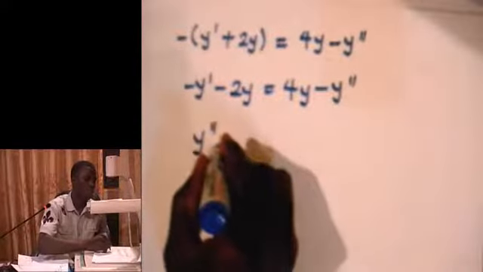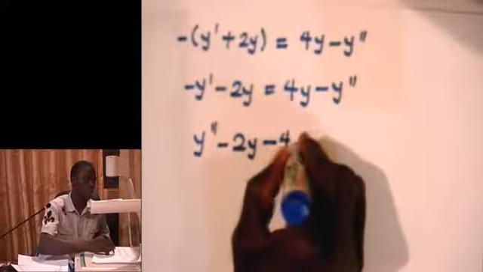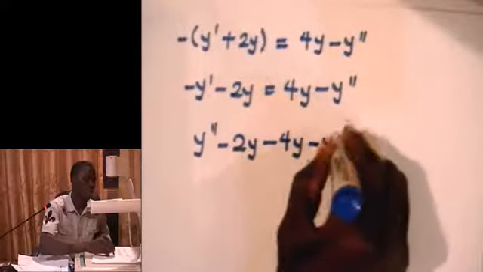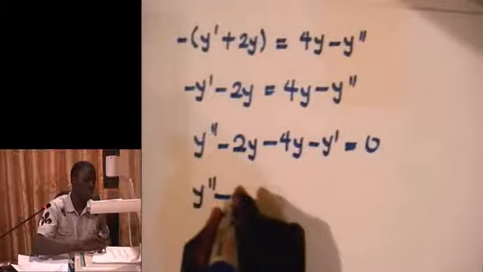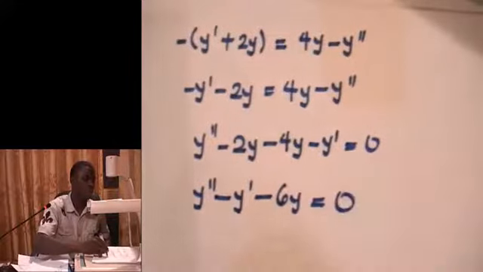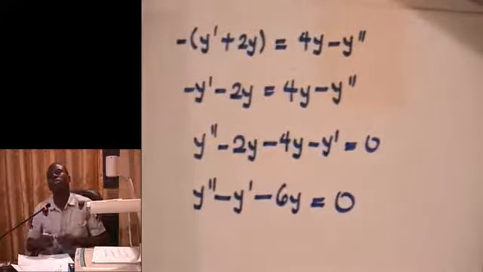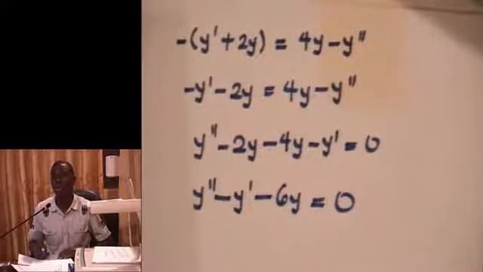y'' minus 2y minus 4y minus y' equals 0. So you have y'' minus y' minus 6y equals 0. This is the differential equation whose general solution was given to us. We've been able to eliminate the arbitrary constant, and here we are with the differential equation.